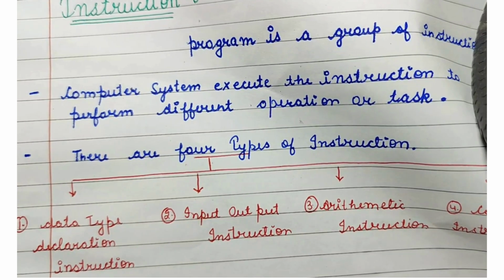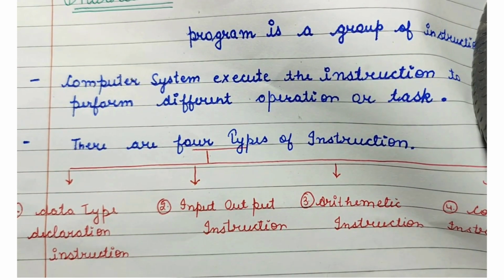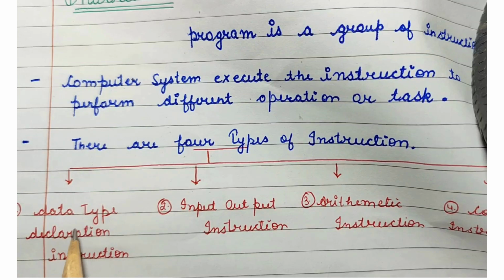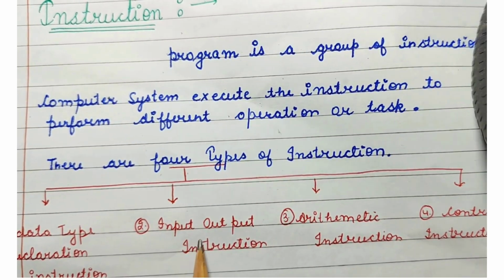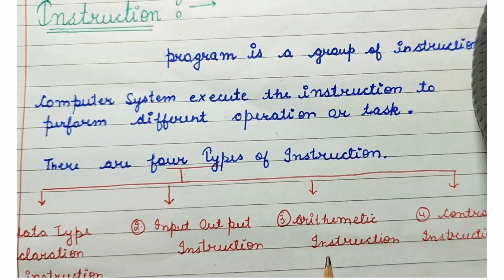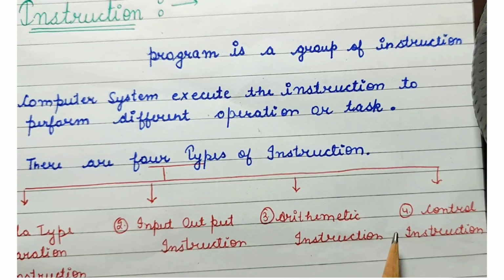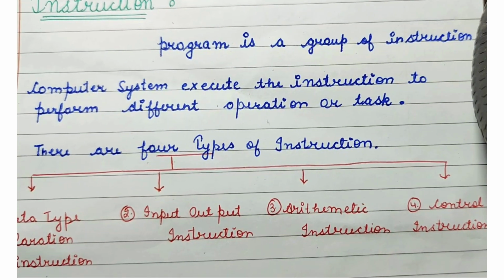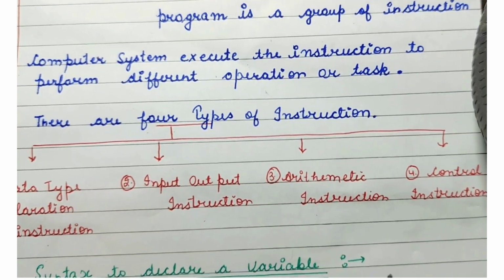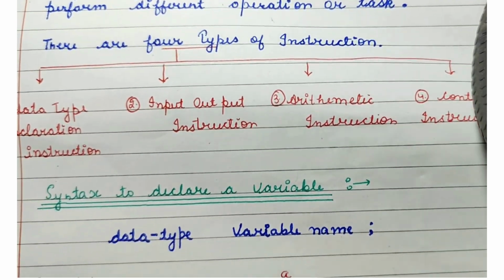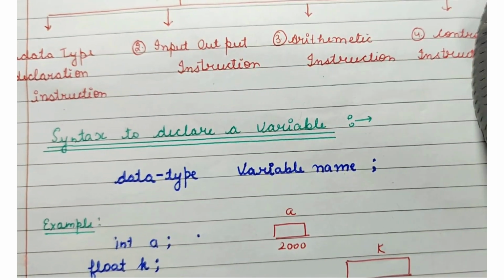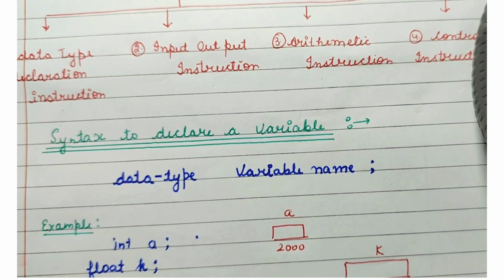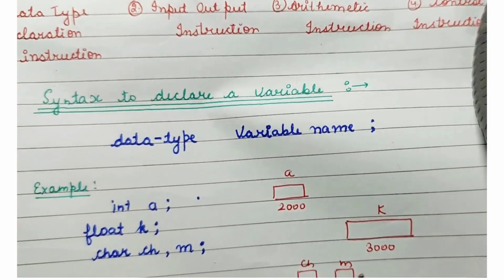Basically we have four types of instruction. First one is data type declaration instruction. Second one is input output instruction. Third one is arithmetic instruction, and fourth one is control instruction. So now we discuss each of these types of instructions one by one. First we are discussing the data type declaration instruction.